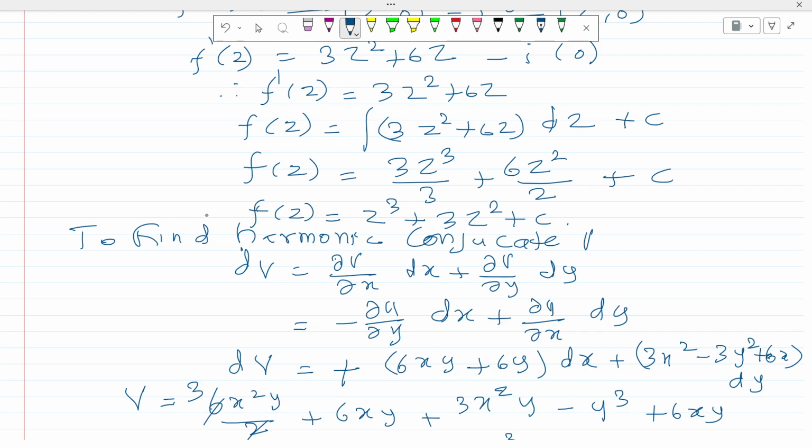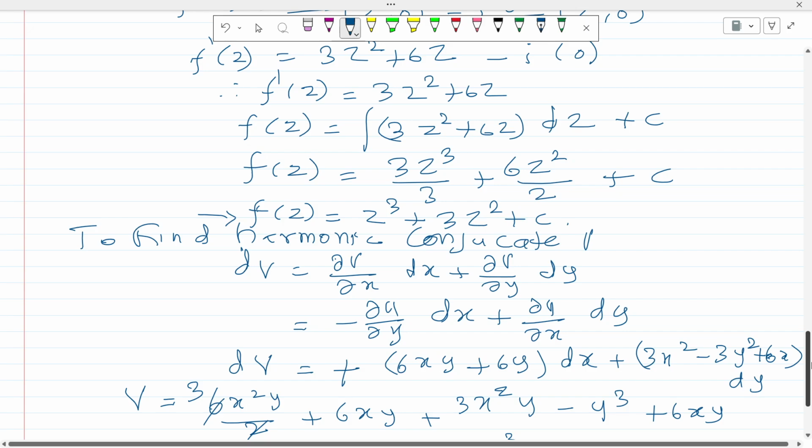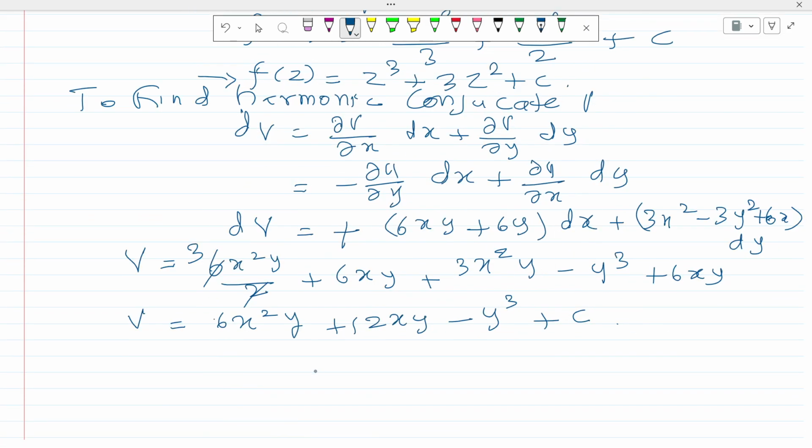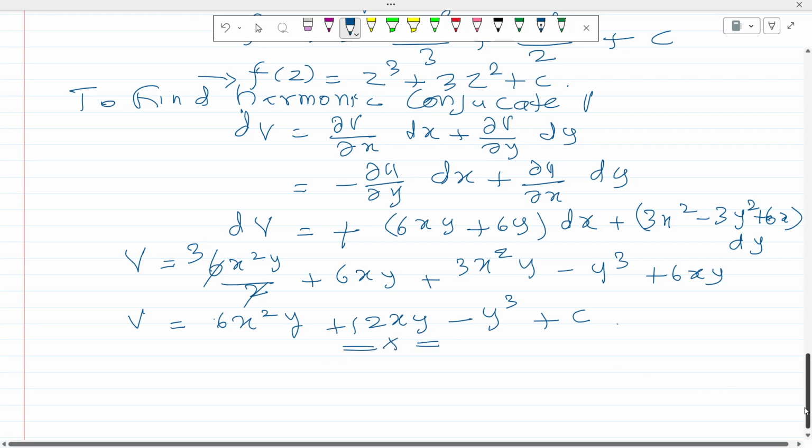So here f of z is z cube plus 3z square plus c. Substituting z equal to x plus iy here and expanding that, we can find u and v separately. Okay, fine. That is one more method. Whichever you feel is easy, you can do that. So 3 questions are over.